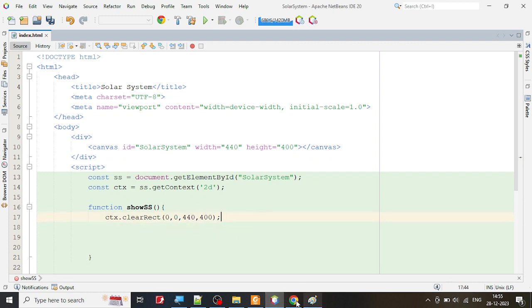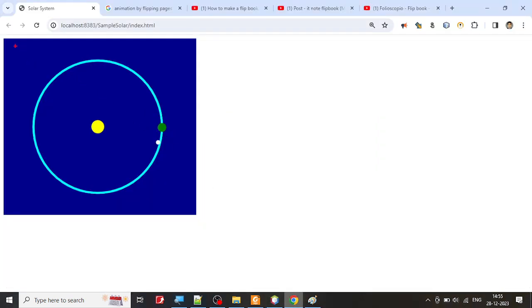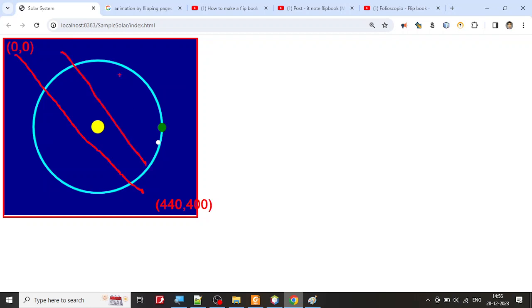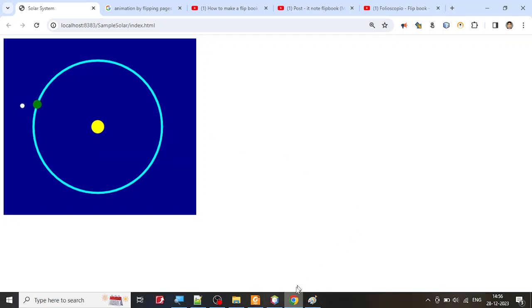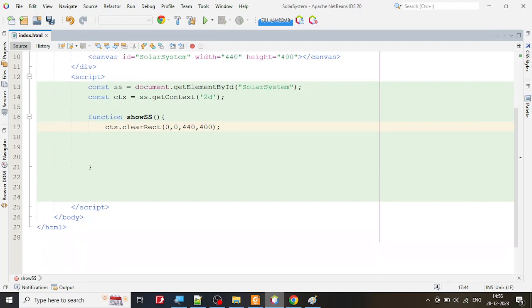What is the meaning of it? I'm going to go from here to here and clear all of them. The starting point that you notice here, the edge, is 0, 0 till the ending point, which is 440, 400. So from here to here, the full rectangle, whatever is there, I'm going to clear. All the content of the rectangle, I'm going to just clear it out. So that is what I'm doing over here.